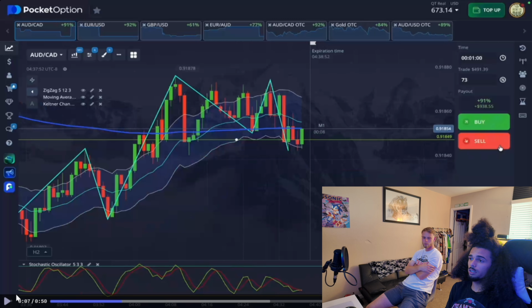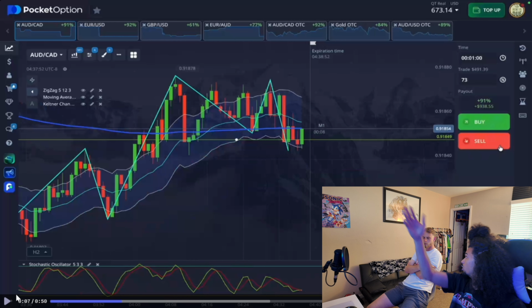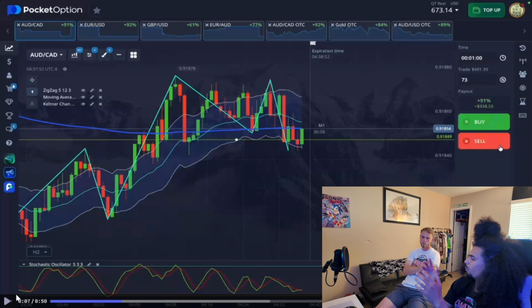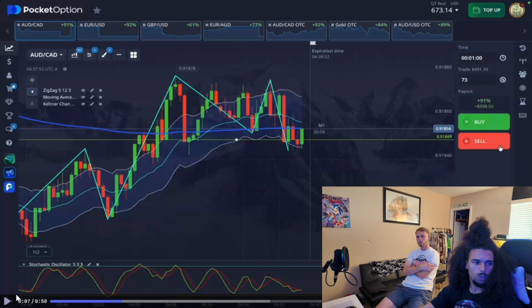For the 15 minutes, the market is going upwards. For the 1 hour, the market is going downwards. For the 4 hours, the market is going upwards. So that you have this understanding of the market knowledge without having to click through every single hour time frame to see what it is.